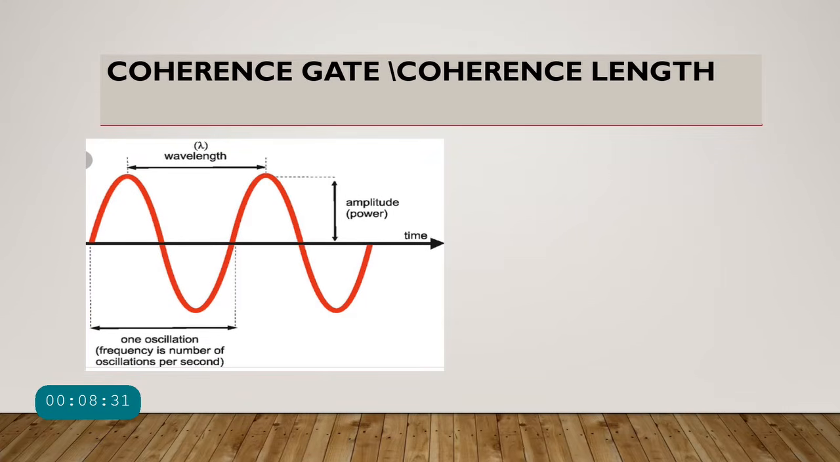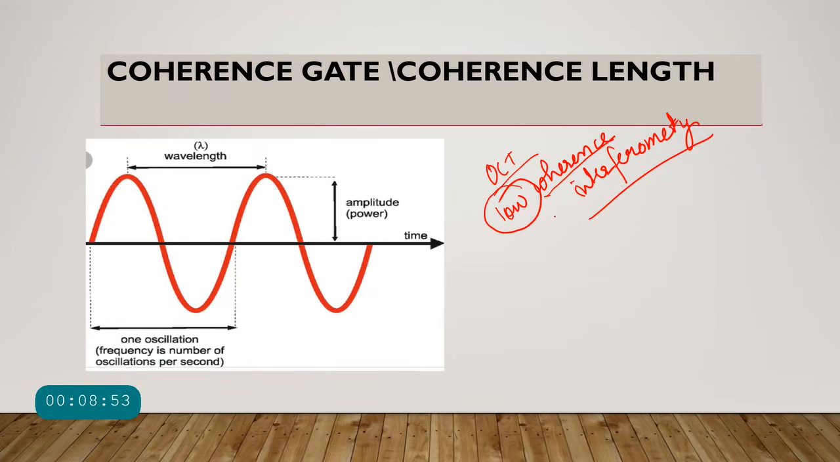Next is what is meant by coherence gate or coherence length. The reason you should know about coherence length is because the OCT is actually working on the principle of low coherence interferometry. I told you what is meant by interference, and then I told you what is meant by coherence, and what is this low coherence interferometry. So for that you should know what is meant by coherence length.